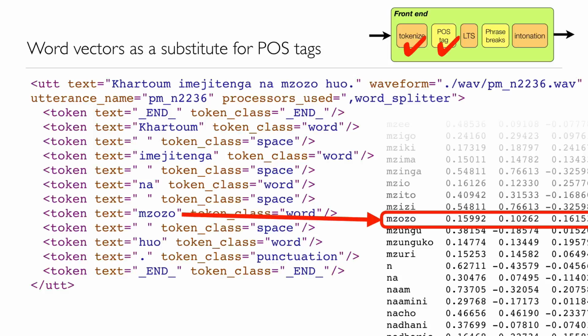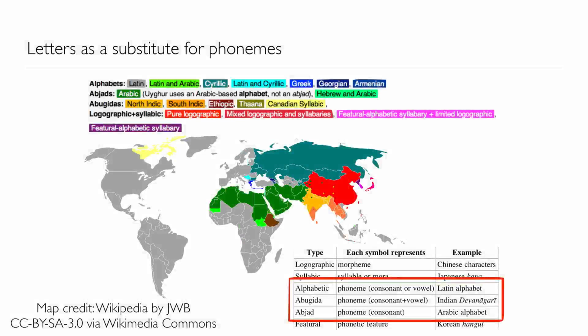I'll talk now about the next module in this pipeline, LTS. How do you manage without letter-to-sound rules? We've gone a long way in our work just by very naively using the surface forms of words as a replacement for phones. As a replacement for phones, we can just use, for example, the letters in a word.